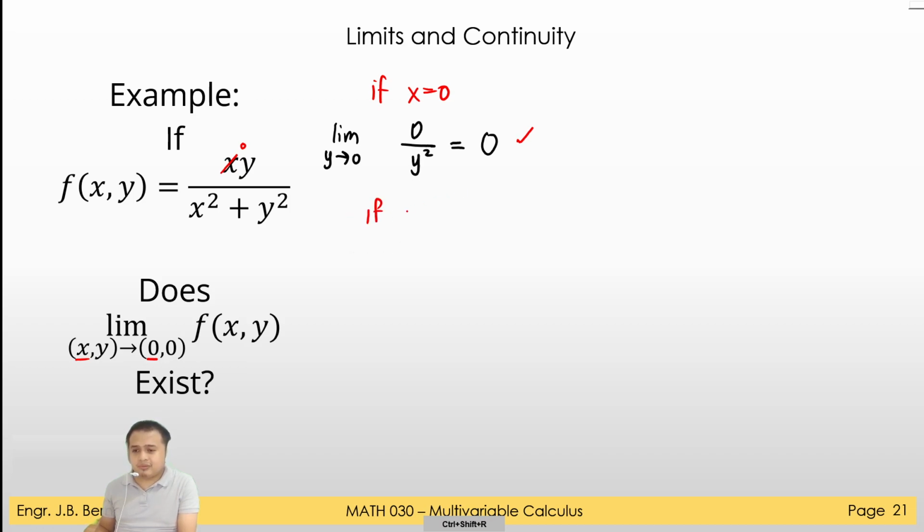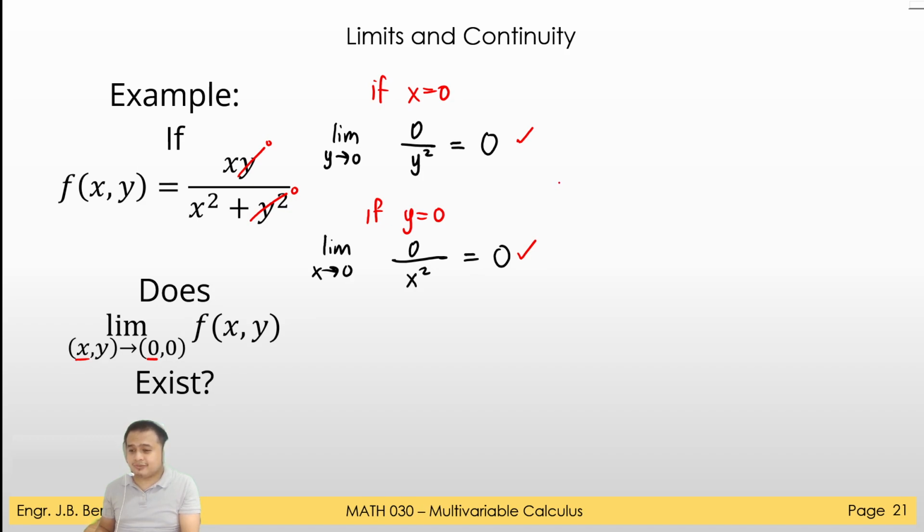And then if y is equal to 0, the numerator will be 0, and the denominator will be x squared, and then the limit will be as x approaches 0. So this will also be 0. Okay, so are we good? So the limit exists and this is equal to 0.